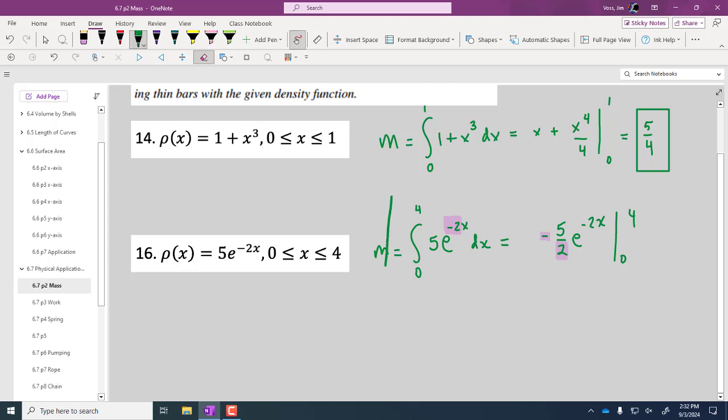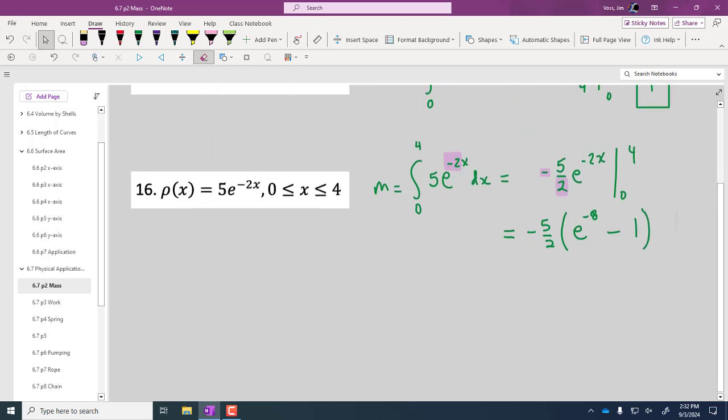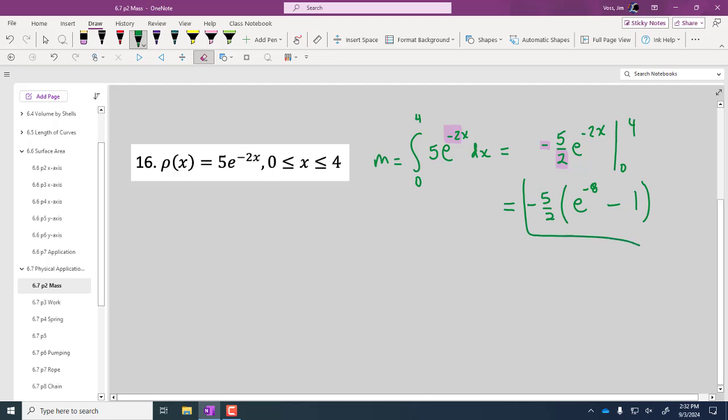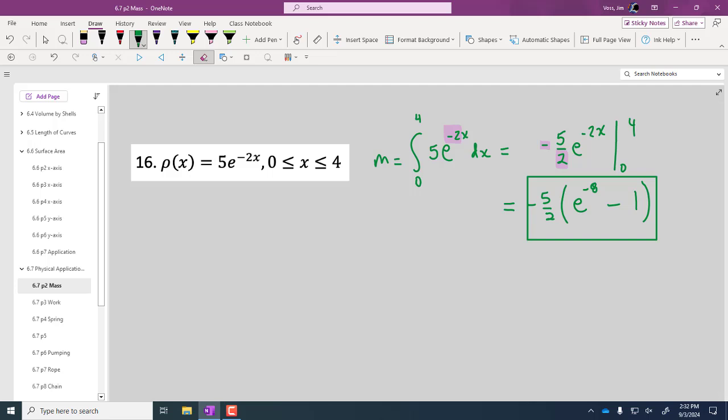And then we're going to go ahead and plug in our limits of integration. So I'm going to think of the negative 5 halves out in front. So negative 5 halves. And then I'm going to plug in 4 and get e to the negative 8 minus e to the 0, which is 1. So there we go. That is our answer, which represents, in this case, the mass of that thin metal bar, however you want to think about it. That is its mass.